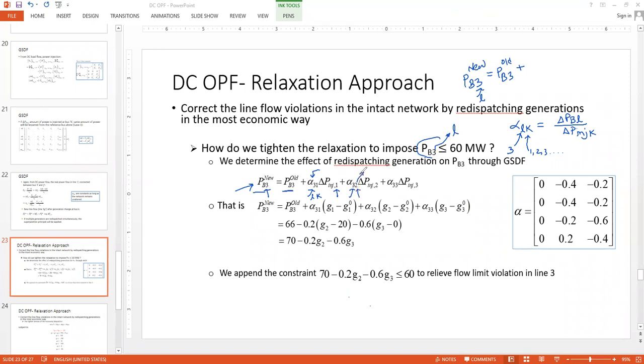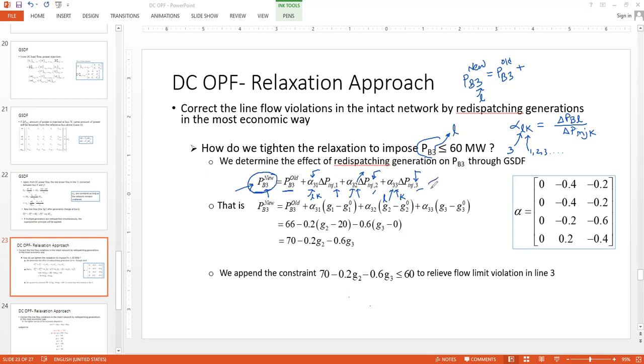So 2 means this is the injection for bus number 2, so del P injection 2. Alpha 3, 3, here K is equal to L. So L is still 3, and K is the injection at bus number 3. So this is how all the generating units are participating in correcting the line flow of line number 3.